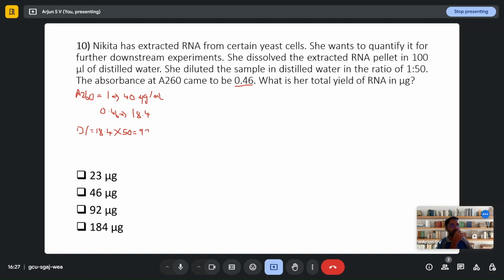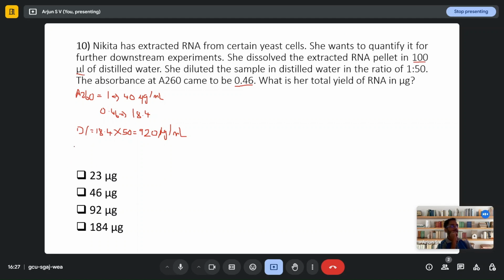920 microgram per ml. And the first step is she dissolved the extracted RNA pellet in 100 microliter of distilled water.